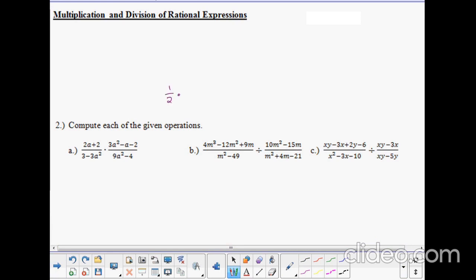Let's say 1 over 2 times 3 over 4. If you wanted to multiply these, you would multiply 1 times 3 and 2 times 4, which is 8. So I'd get 3 over 8.